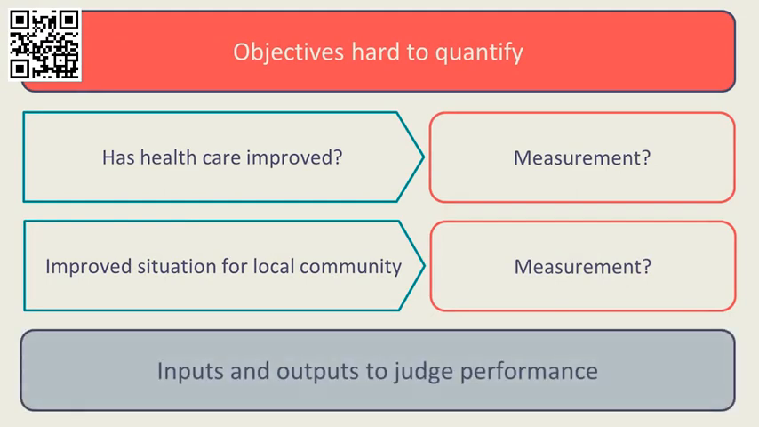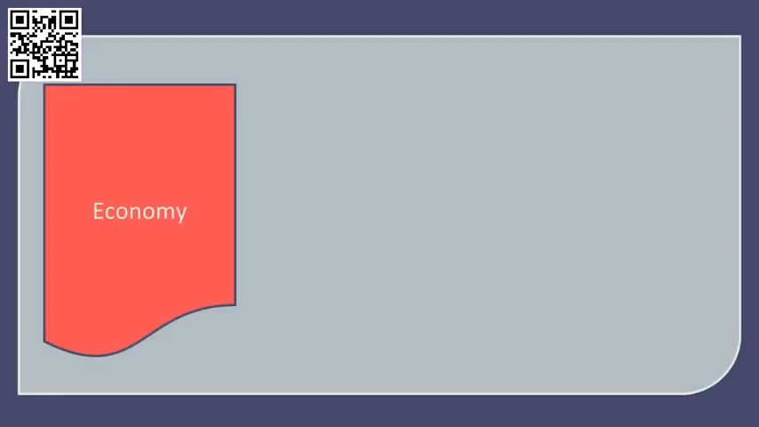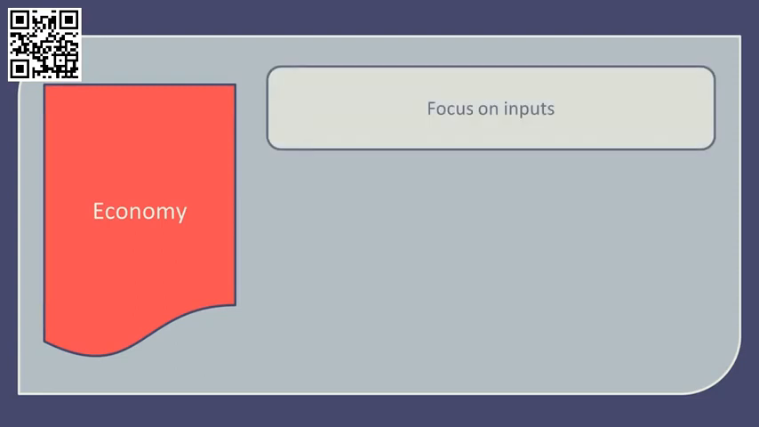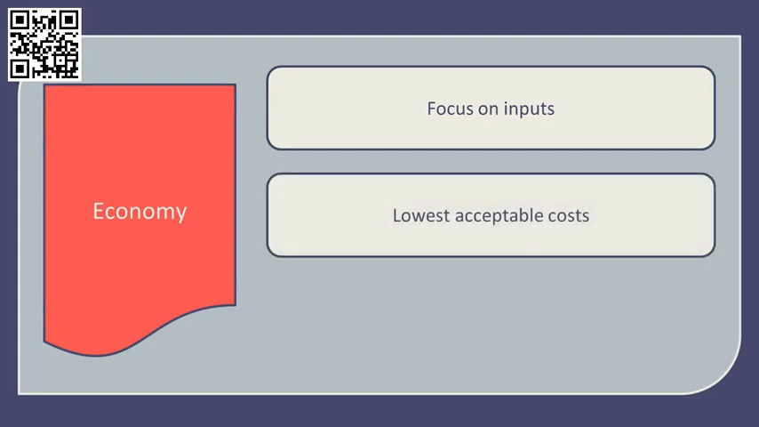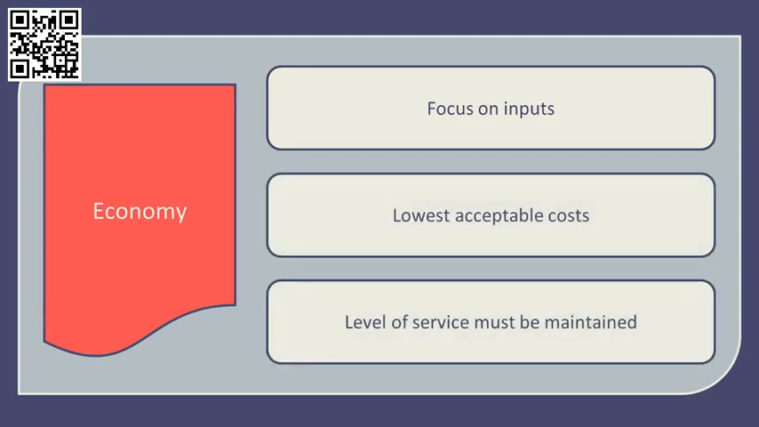Normally, performance will be judged in terms of inputs and outputs, which ties in with the value for money criteria of economy, efficiency, and effectiveness. So let's look at each one of those in turn. Firstly, economy. Economy will focus on the inputs for an organisation and obtaining them at the lowest acceptable cost possible for the level of service to be provided.